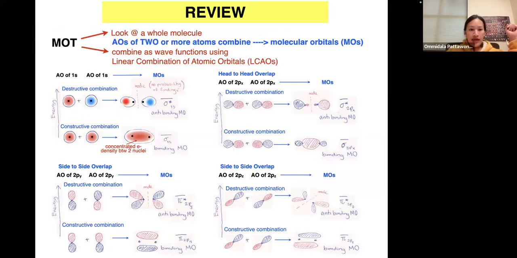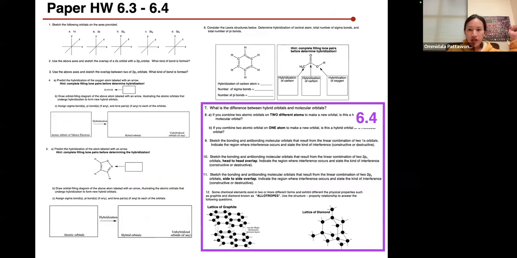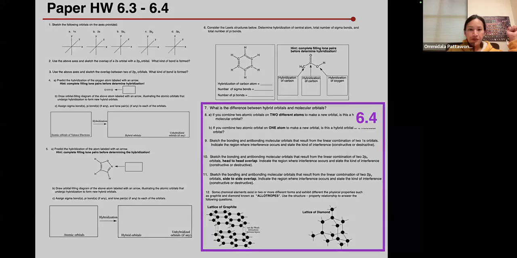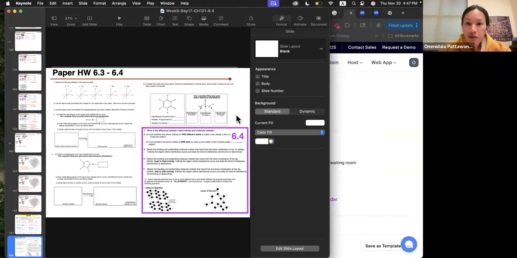Okay. And that is pretty much everything for this chapter section, and you should be able to complete chapter homework 6.4 now. Okay. And your exam would be similar to this homework, the paper homework.